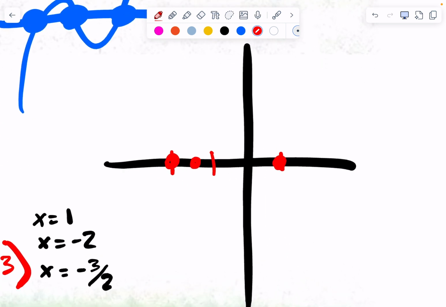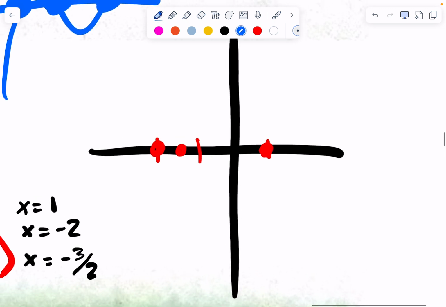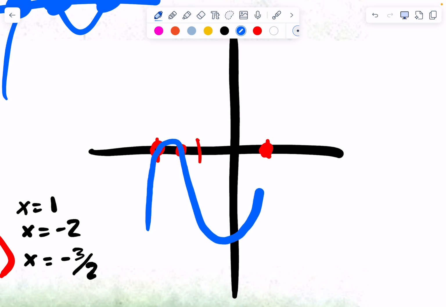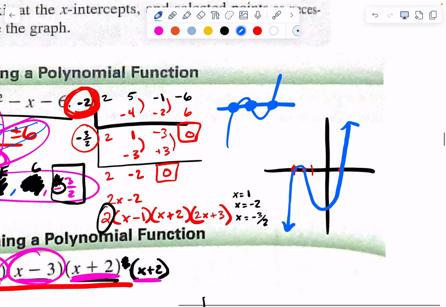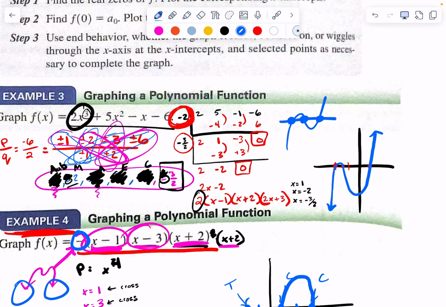Okay, can you visualize what this thing's going to look like? Those are my 3 places he crosses: negative 2, negative 1.5, and positive 1. He's going to do like one of these. Probably something of that nature. We don't know how tall or how skinny, but that is that. In general, that gives us the general idea of what the graph looks like.